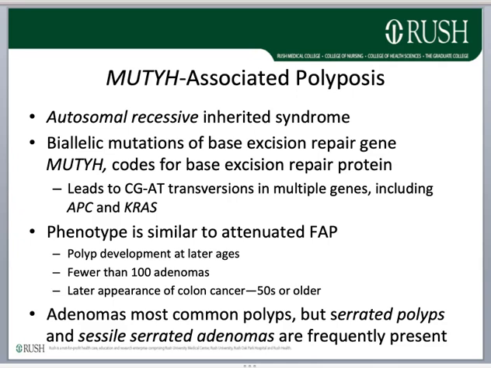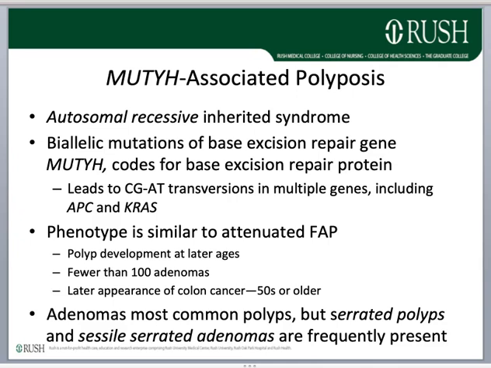Failure of this base excision repair process results in mispairing of guanine with adenine and results in somatic CG to AT transversions in multiple genes, including, guess what, the APC and KRAS genes. The target genes are then mutated as a consequence of oxidative damage, and this strongly influences the polyposis phenotype. The phenotype is similar to that of attenuated FAP, in that the polyps develop at later ages, there's fewer than 100 adenomas, and there's a later appearance of colon cancer at ages 50 or older.